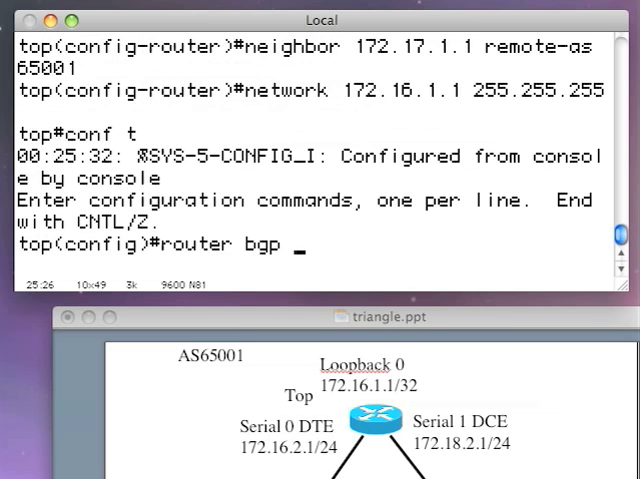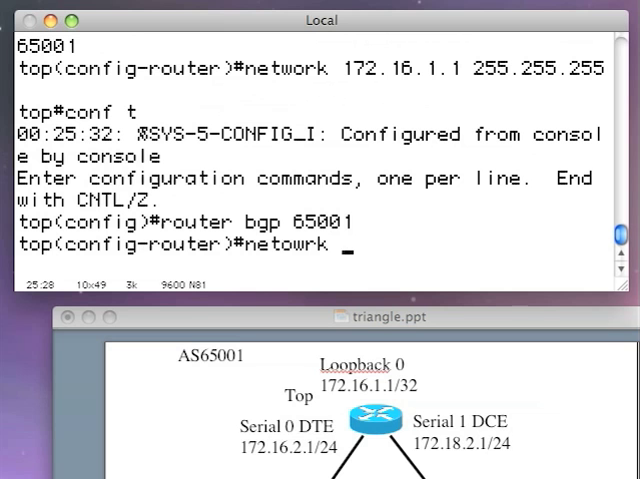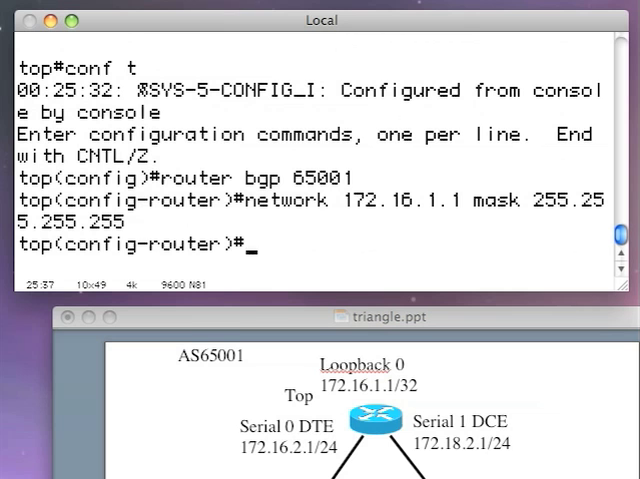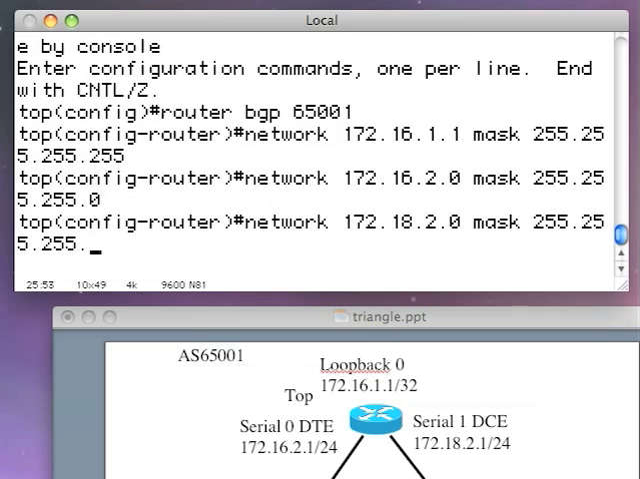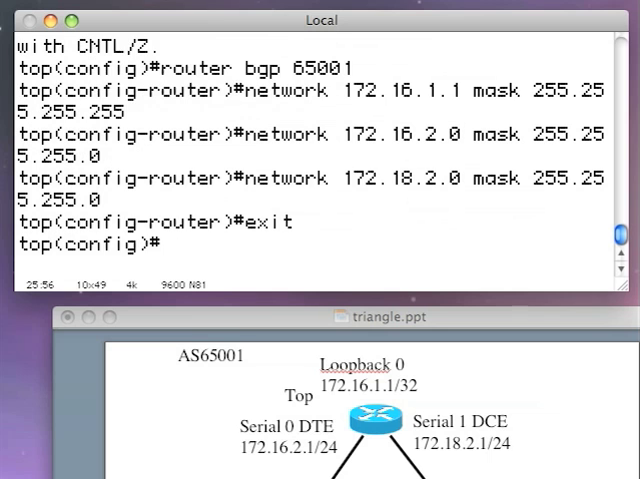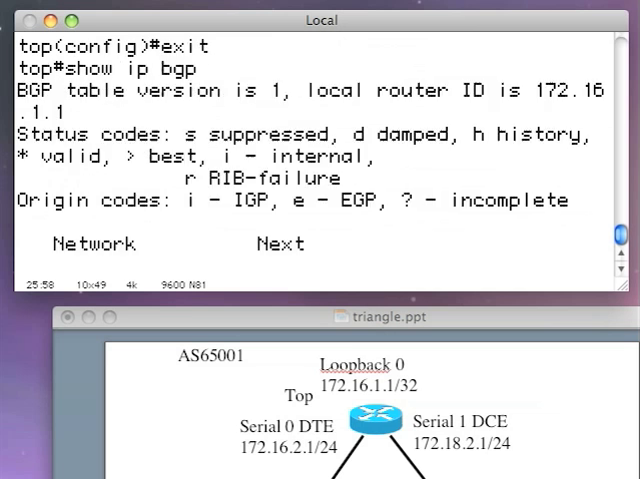Conf t, router BGP 65001, network 172.16.1.1 mask 255.255.255.255, network 172.16.2.0 mask 255.255.255.0, network 172.18.2.0 mask 255.255.255.0, exit, show IP BGP.